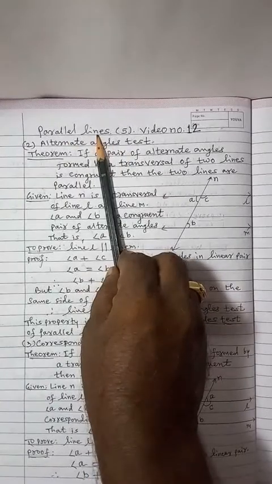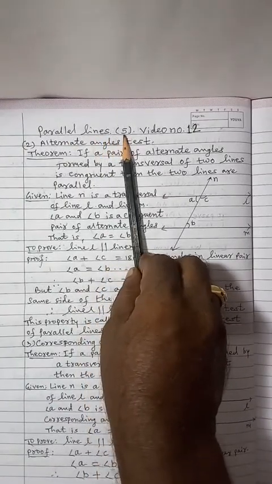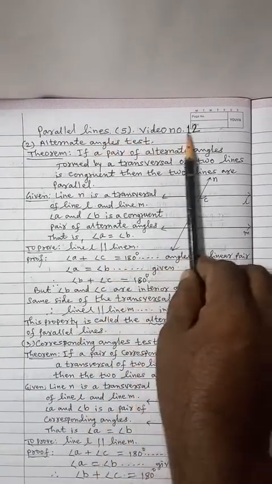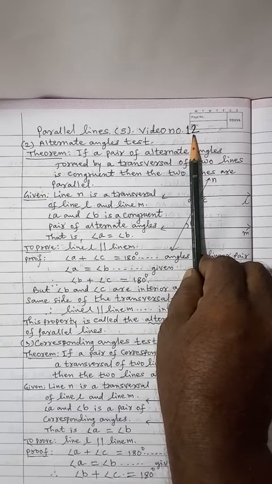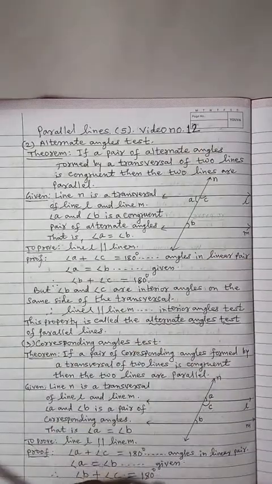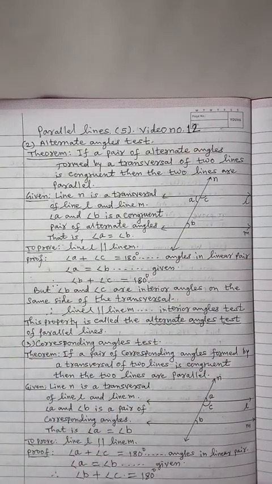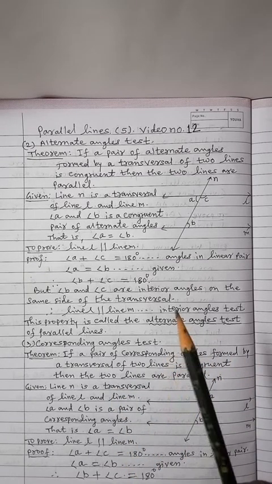Parallel lines, video number 5, total number of videos 12. We are learning tests of parallel lines. The first test that we have learned is the interior angles test. In video number 11, we have learned that test.